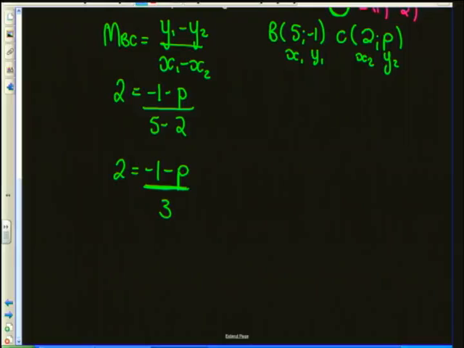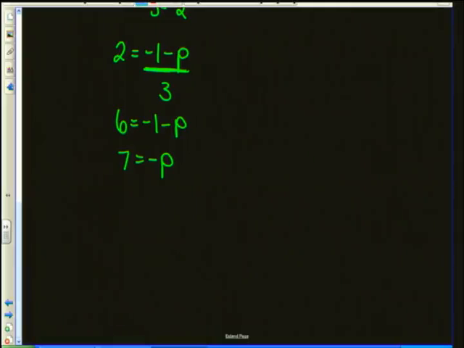Instead of dividing by 3 on the right-hand side, I'm going to multiply by 3 on the left-hand side, giving me a 6 equals negative 1 minus p. Minus p. If I bring that over, I'm going to have 7 equals negative p, and obviously I don't want negative p, I just want p, so therefore negative 7 equals positive p.